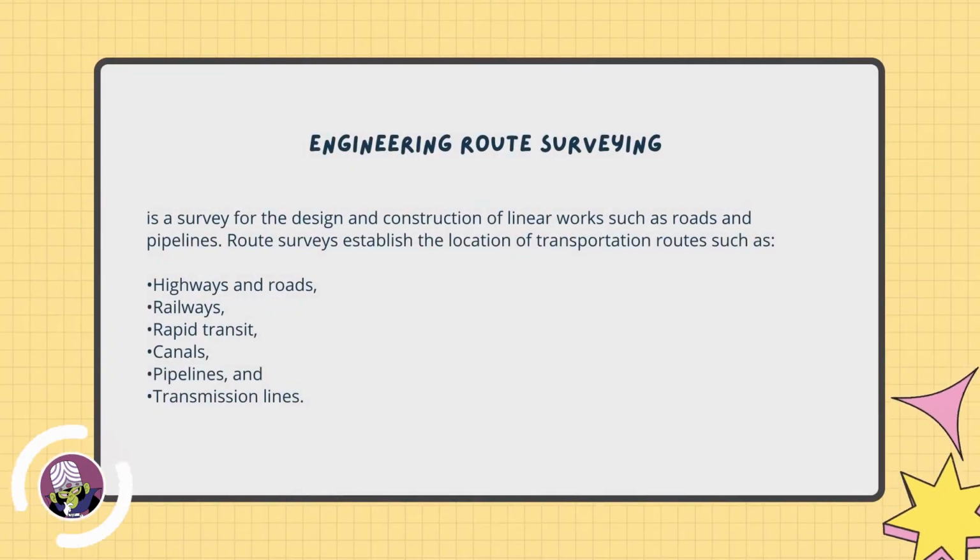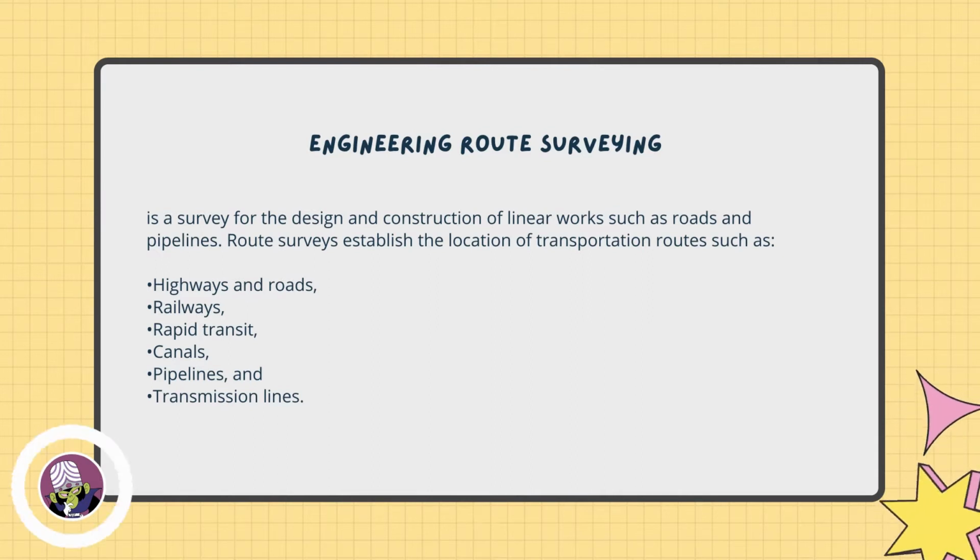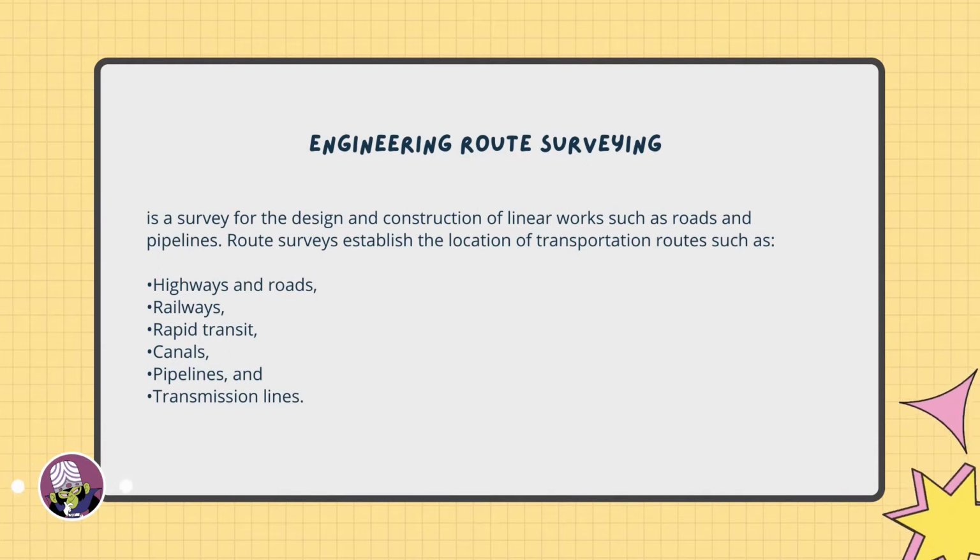Engineering route surveying. Engineering route surveying is a survey for the design and construction of linear works such as roads and pipelines. Route surveys establish the location of transportation routes such as highways and roads, railways, rapid transit, canals, pipelines, and transmission lines.